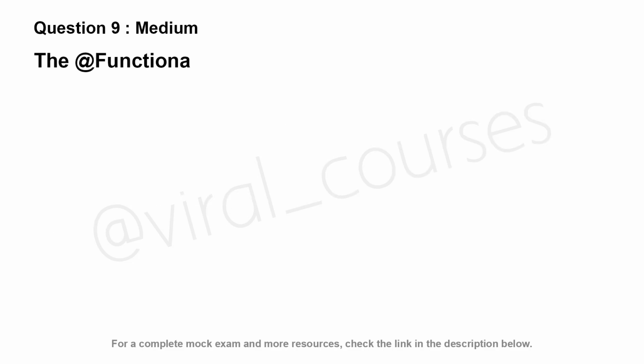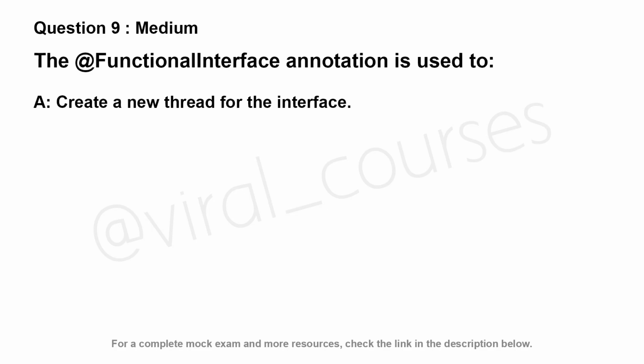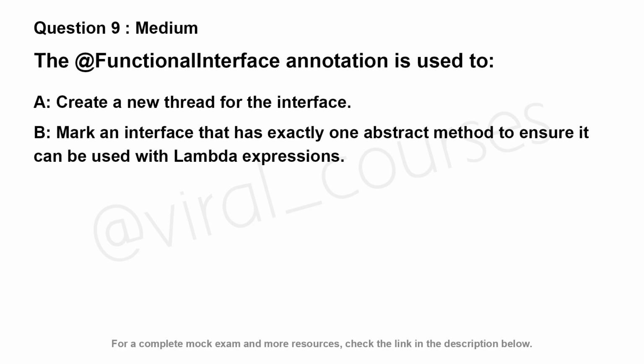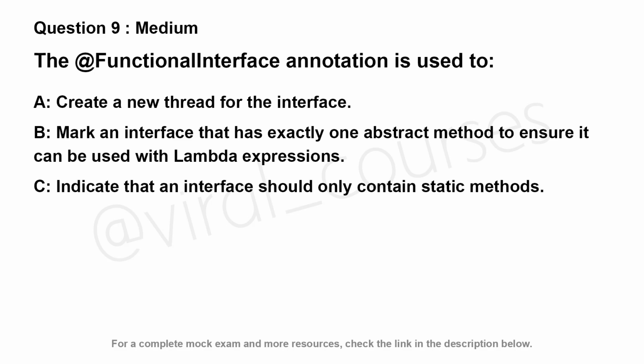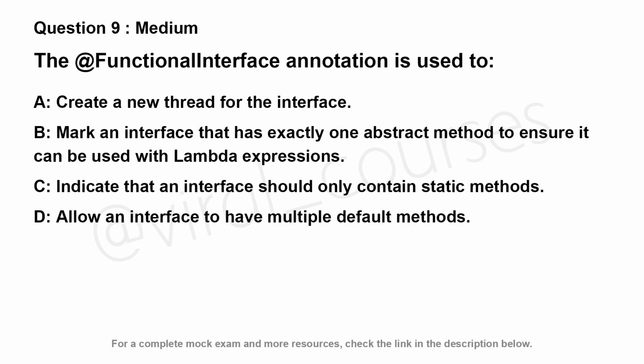The @FunctionalInterface annotation is used to: Option A. Create a new thread for the interface. Option B. Mark an interface that has exactly one abstract method to ensure it can be used with lambda expressions. Option C. Indicate that an interface should only contain static methods. Option D. Allow an interface to have multiple default methods.